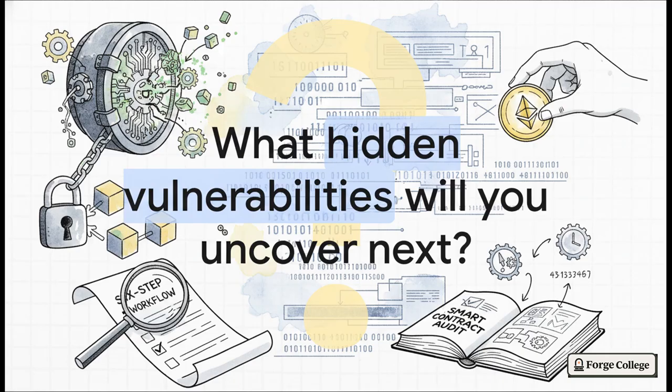Seriously, pick a small token contract, apply this 6-step workflow, and build your own 10-point checklist. Your vault cracking adventure has just begun.